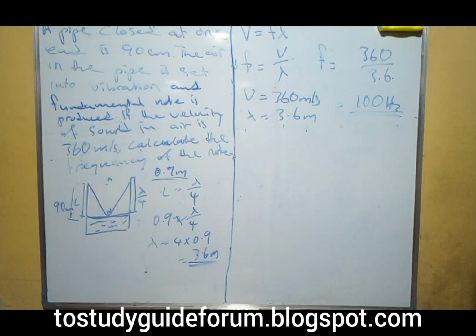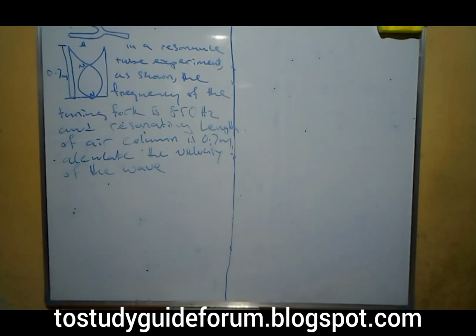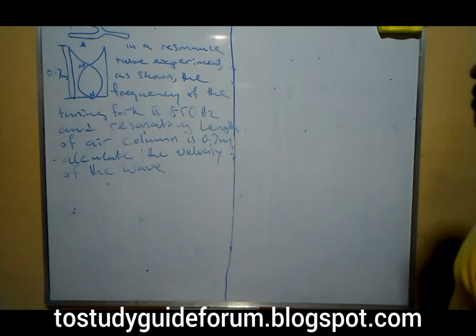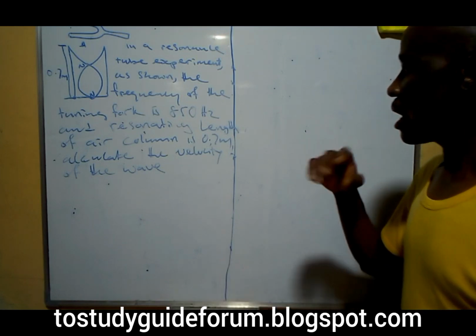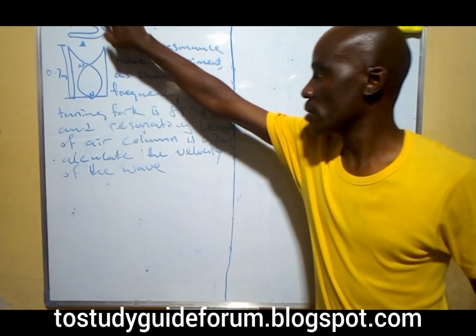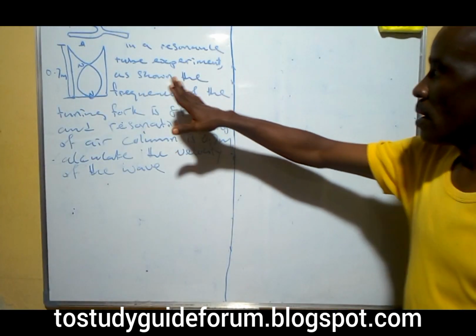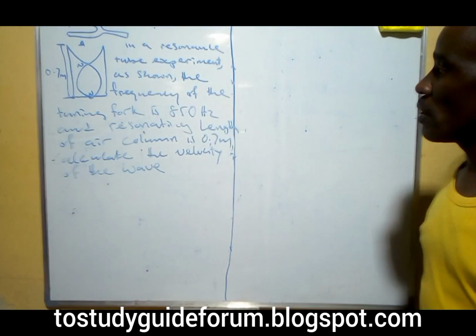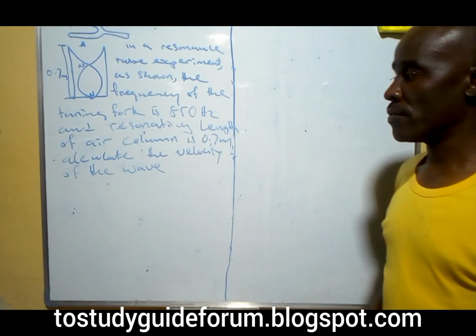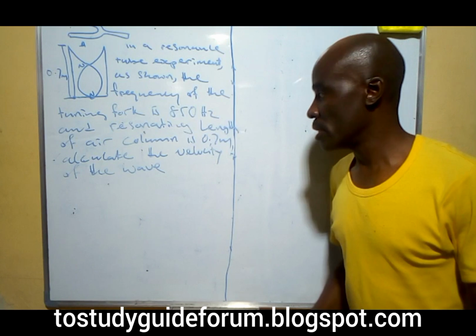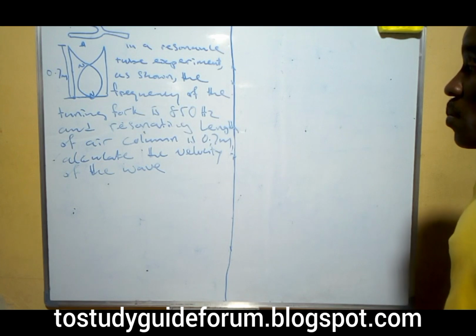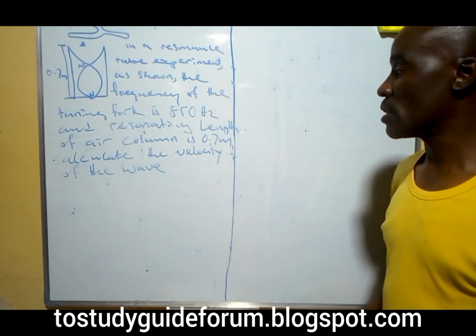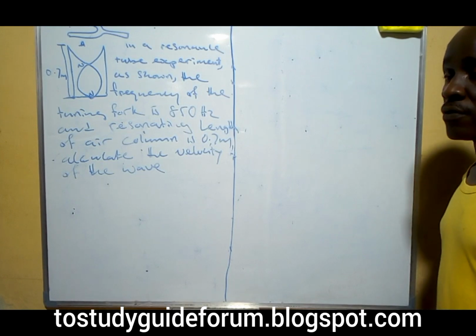All right, let's look at the next question. The question says, in a resonance tube experiment, as shown, this is the experiment. We have a tuning fork there, we have the tube, the closed pipe there, and the frequency of the tuning fork is 850 hertz, and the resonating length of air column is 0.7 meter. Calculate the velocity of the wave.